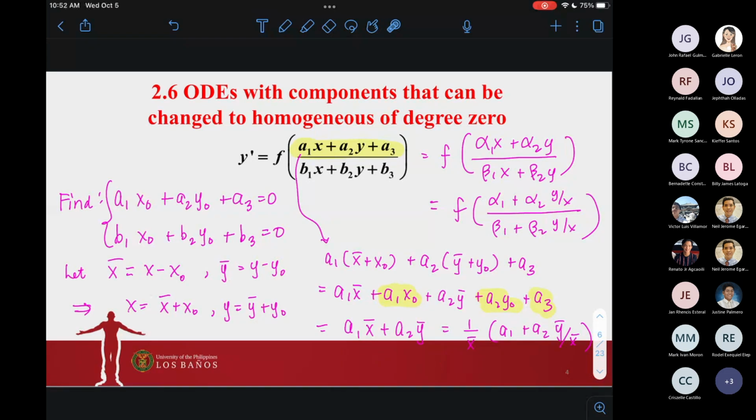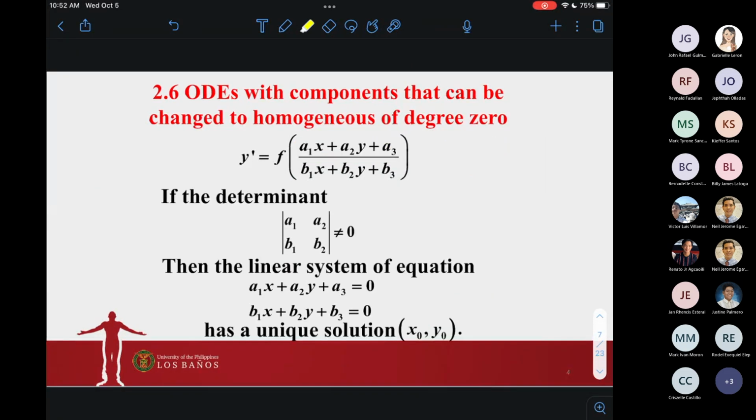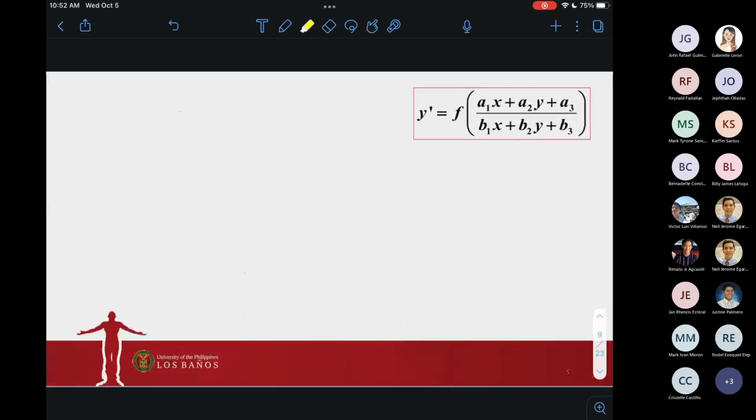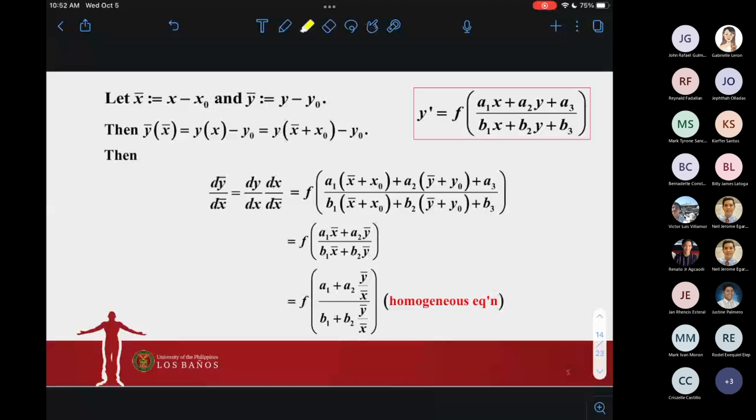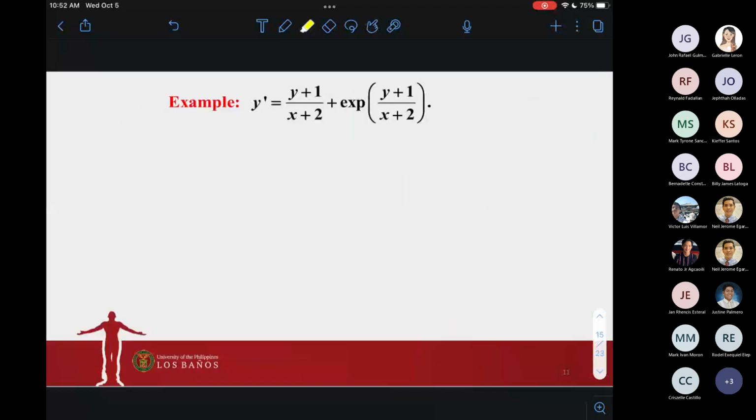So pwede ko na nga i-apply yung mga natutunan natin mula dun sa chapter ng homogeneous components ng ODE. Right? But all of this rests on finding an x sub 0 and y sub 0. Dapat makahanap muna tayo ng solution x sub 0 at y sub 0 dito sa linear system na yan. But when we have that solution, everything will be fine. We can do the substitution and then appeal to the method that we have discussed last time, right? Siguro it would be clearer if we look at particular examples. Mahaba yung discussion ng method, pero I hope you get the idea.